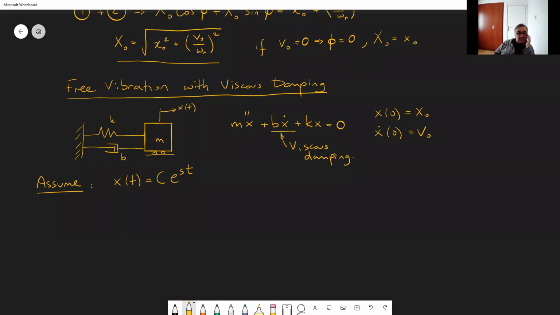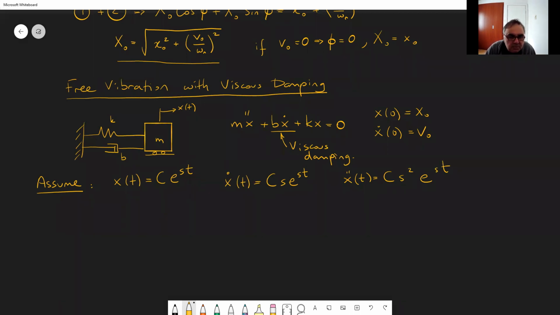A constant c times e to the st. Let's see what this leads us to. Okay, we are going to get something. Well, let's take its derivatives. x dot of t, the time derivative, is c s times e to the st. x double dot of t is c s squared e to the st.